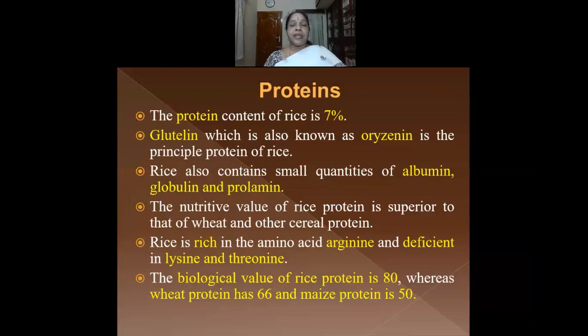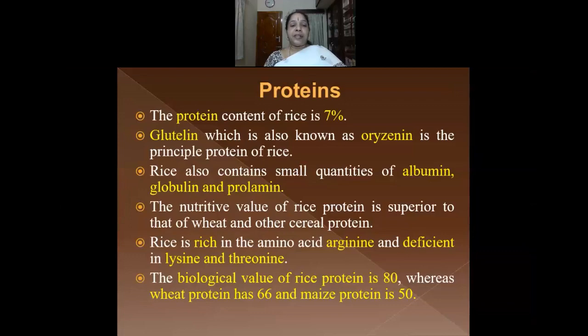But when we see the protein quality, the quality of protein in the rice grain is better than that of the wheat. Rice is rich in amino acids. What are amino acids? Amino acids are the building blocks of the protein. When we take a particular protein, that protein will be composed of several units of amino acids.